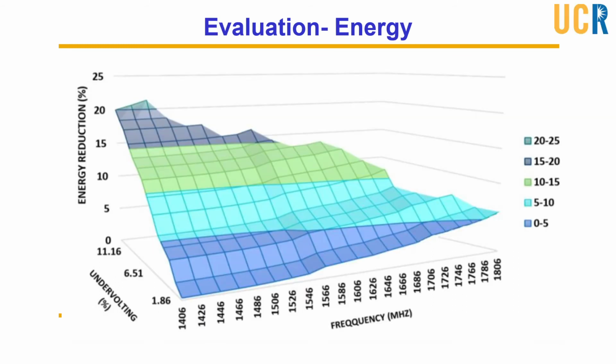We evaluated the energy consumption of combined undervolting and overclocking. With combined overclocking and undervolting, we can save about 22% energy in comparison with the original system. Also, performance overhead is only 1.15% of the total execution time.